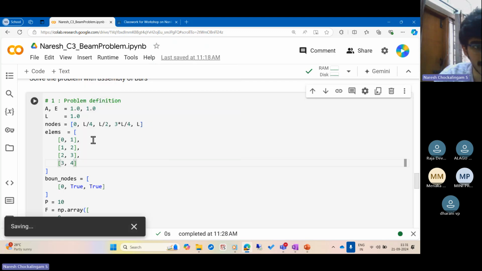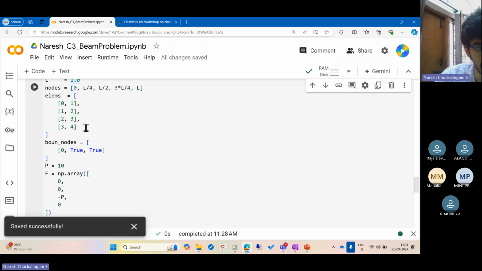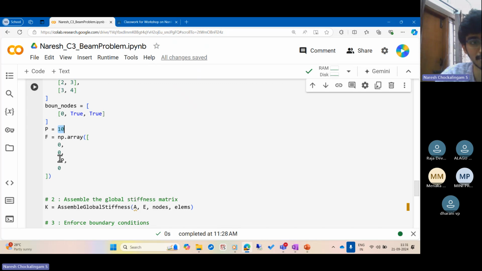Yes, EI can still be 1. This is all fine. Now force, you can have the same force. We should get the same answer. Just because we use 4 different elements, we shouldn't get a different answer. Force is the same. Now what is the force array?